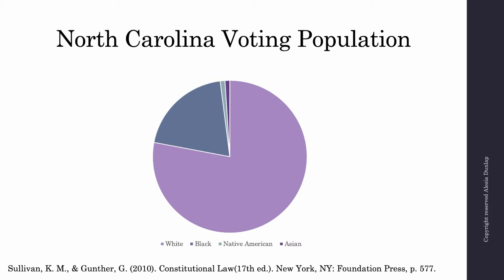So just for your understanding of the demographics of the North Carolina voting population at that time, in this little pie graph here, it was 78% white, 20% black, 1% Native American, and 1% Asian. That was the population in the state of North Carolina.